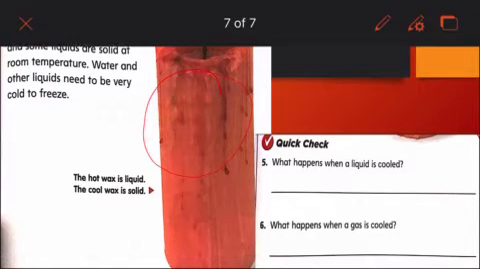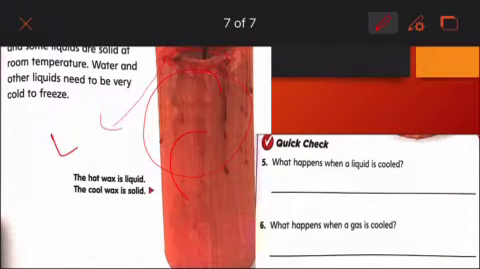Look at the hot wax. Here's the hot wax. So the hot wax is liquid and the cool wax is solid. All right? So the hot wax cools at room temperature. It does not need a very cold temperature. It will turn into solid at room temperature. All right, so let's move to the quick check.